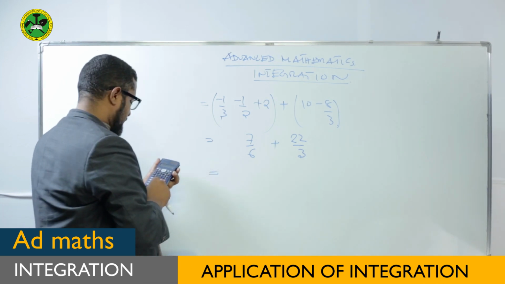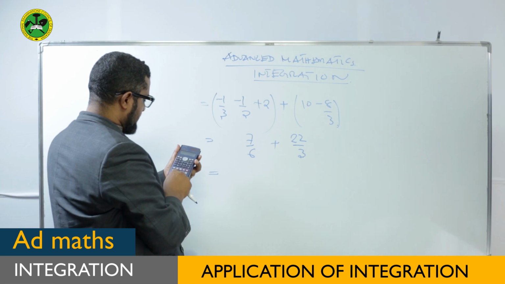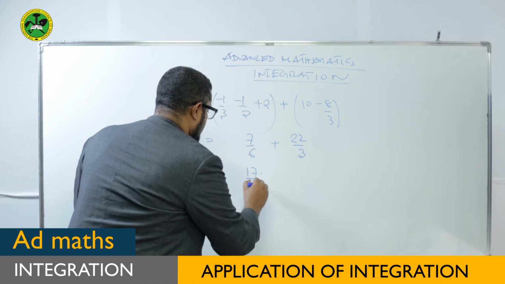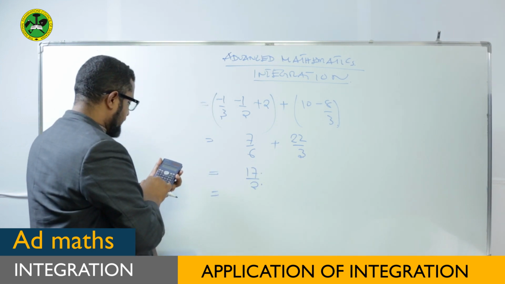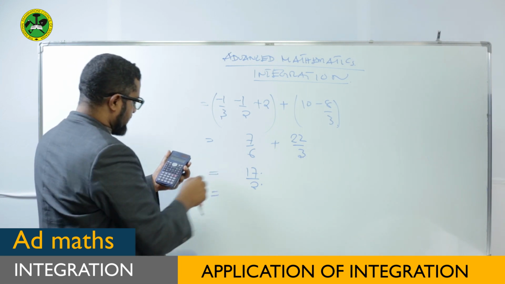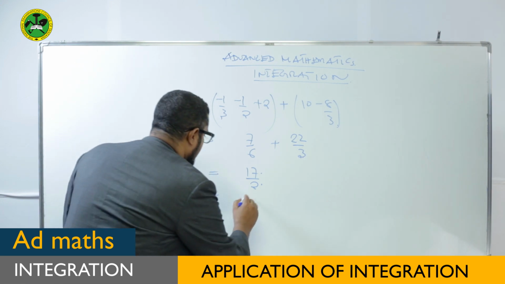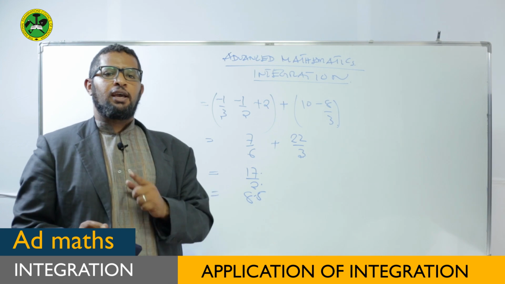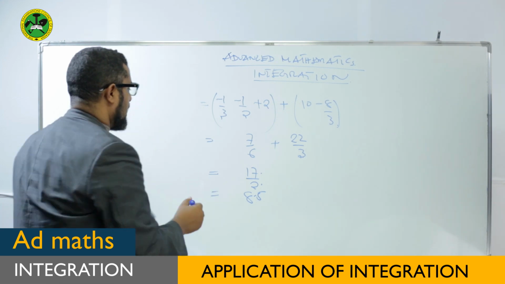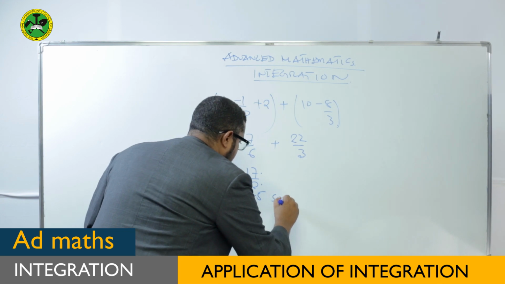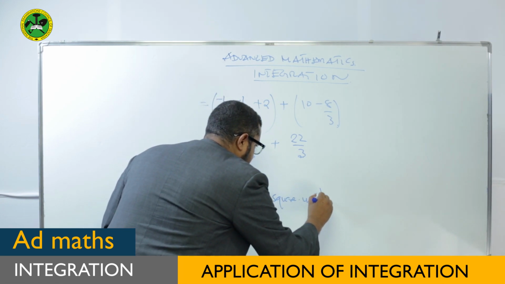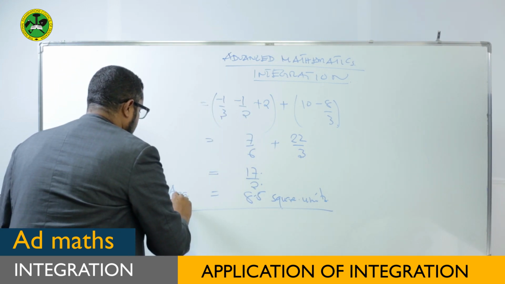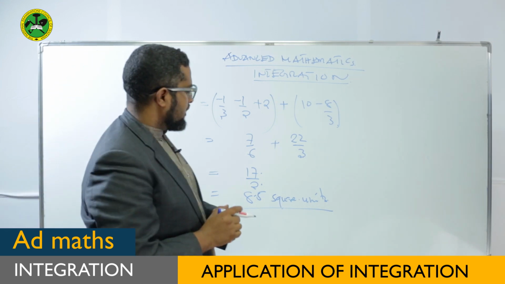Therefore, simplifying to the last point, we add 7 divided by 6, which gives us 17 over 2. When you simplify and leave your answer in decimal, the same as taking 17 divided by 2, which is 8.5. But this one is just a number. Remember, we are finding the area. It must have a unit. So here, you conclude by saying square units. And that is the area between the two curves that we are given in the question.